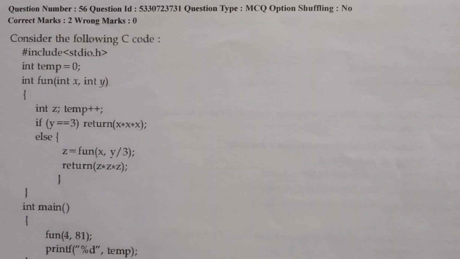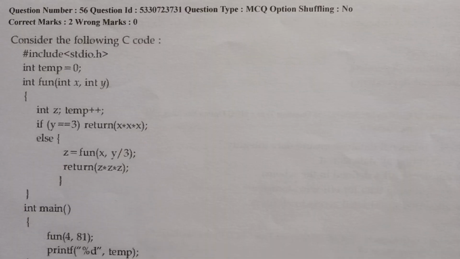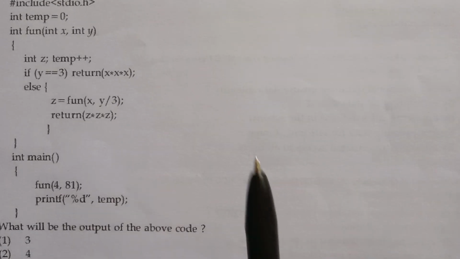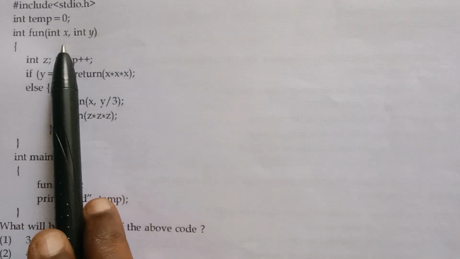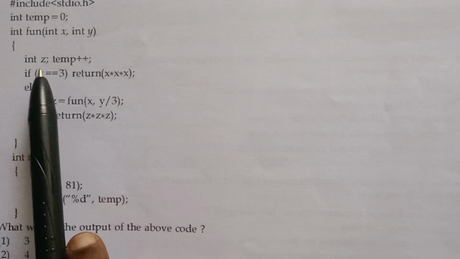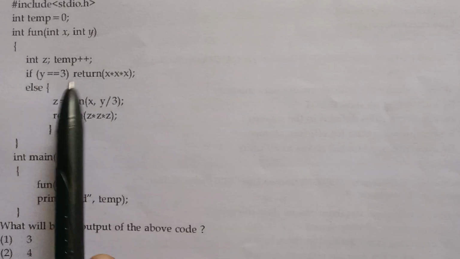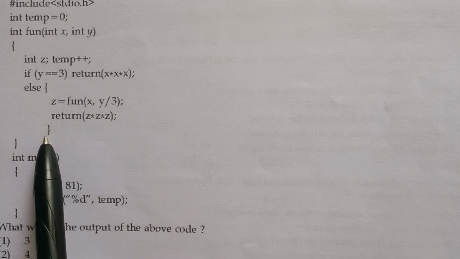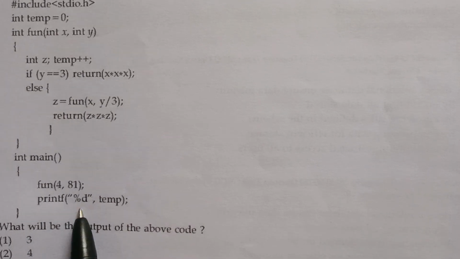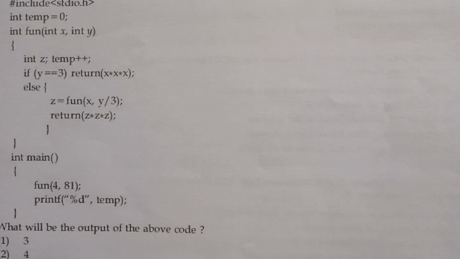Next, question number 56. Again you are given a C code, and we are asked to find the output of the code. Here there is a function, index, with 2 integers as input, and you have a temp value that is incremented. Then if y equals 3, return x, else you have a value, and then you have to print the value of temp. Let us see how this works.